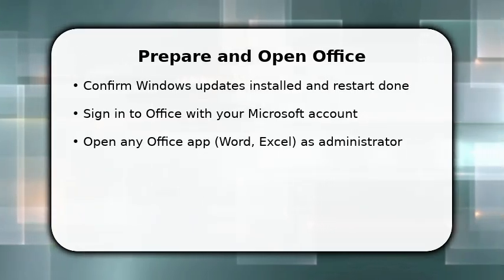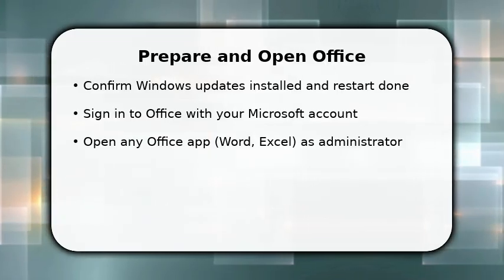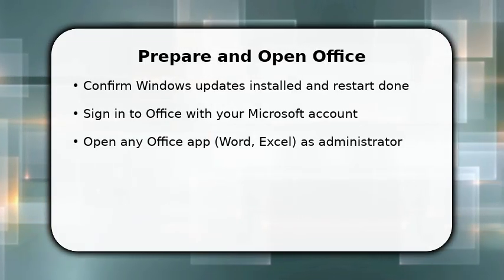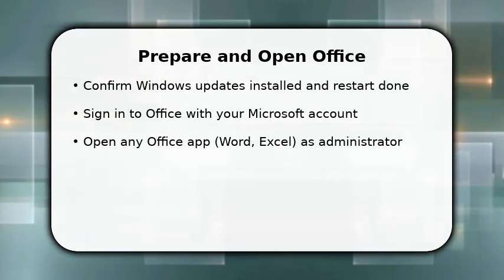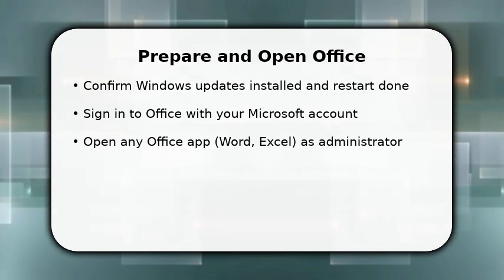Now open an Office app like Word using right-click Run as administrator. This ensures the updater can write files. This first step prevents permission errors and lets the Office updater check your current build before downloading.